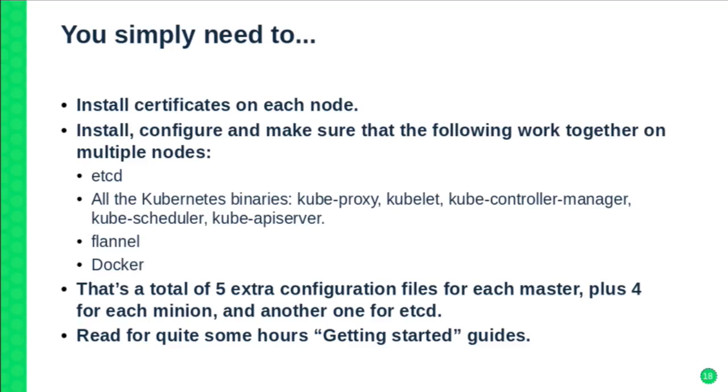Here I'm being a bit ironic, so it's pretty easy. As in, you just have to install the right certificates in the right nodes, in the right order, of course. You have to install and configure all these packages like etcd, all the Kubernetes binaries, kubeproxy, kubelet, Flannel, which is the networking stack that we're using, and the Docker runtime engine, of course.